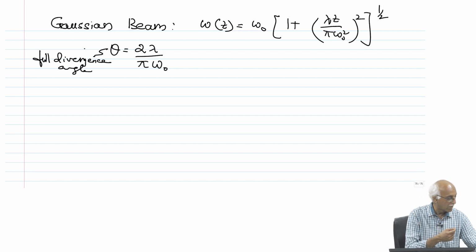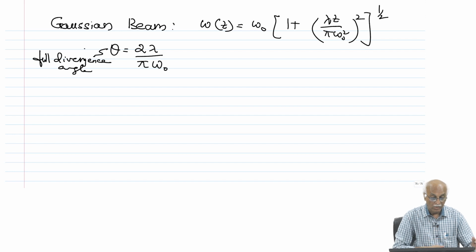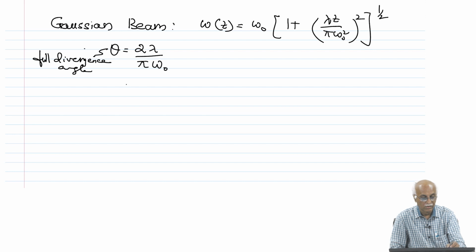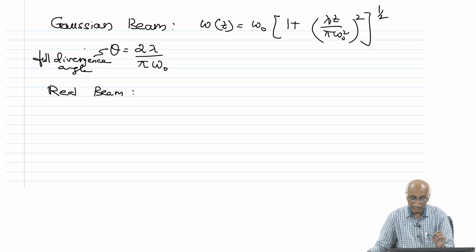Okay, full half divergence is 2 lambda by pi w0. Now, in actual practice, with a real beam, since it has different modes, I am going to talk slightly differently.